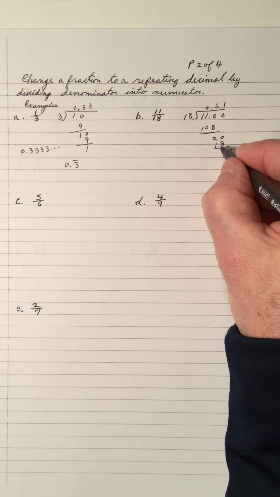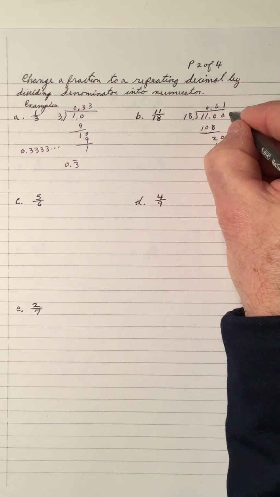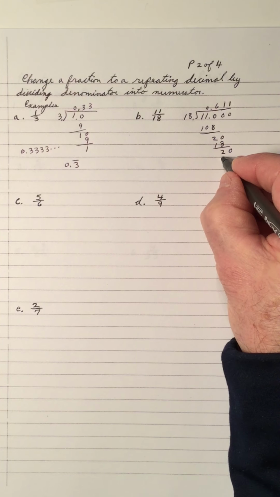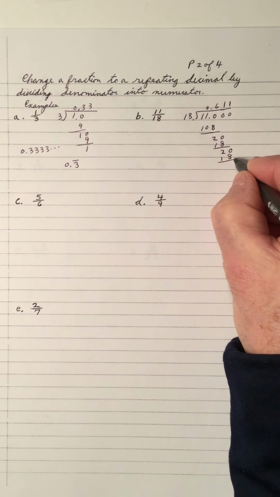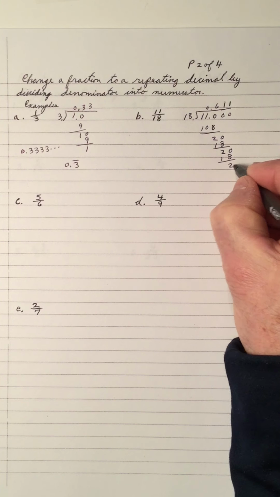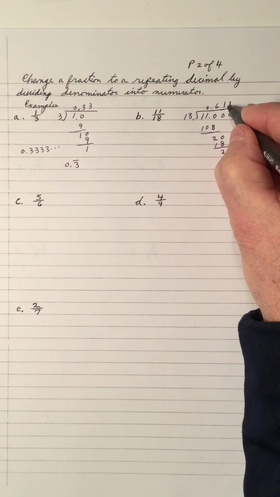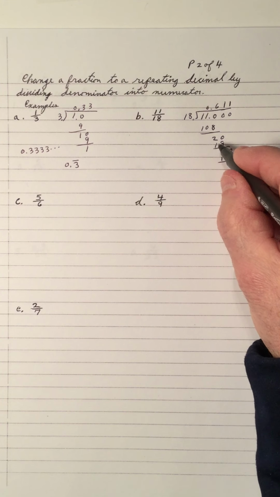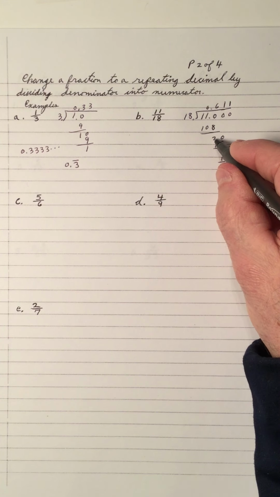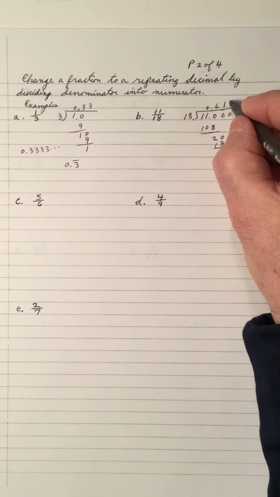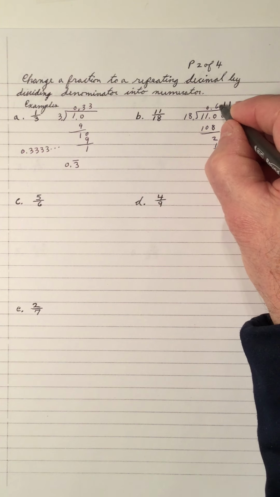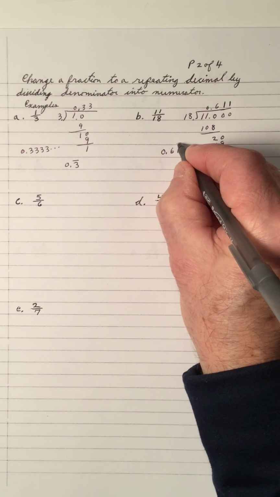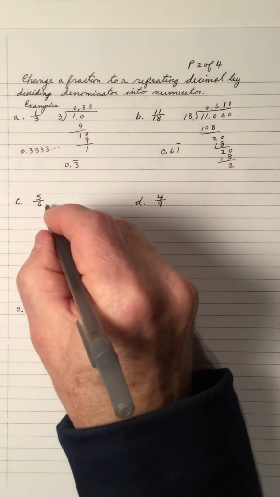Notice the 2 is here and the 2 is here. So it's repeating. Even if I do 18 into 20 again, I get a 1. 18 times 1 is 18. 20 subtract 18 is 2. So notice I'm getting a 1 repeating. I had a 2 here and I have a 2 here. So when this digit starts to repeat, then the divisor is going to repeat. So it's 0 decimal 6 1, and the 1 is repeating.